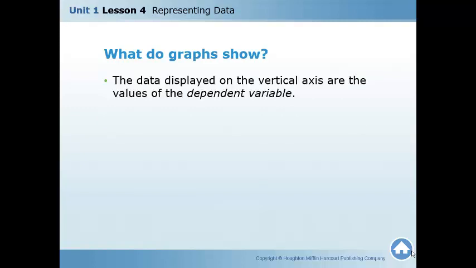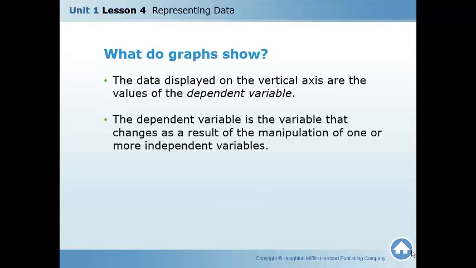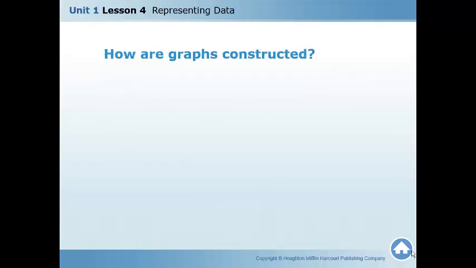The data displayed on the vertical axis are the values of the dependent variable. So up and down the vertical axis, you know it as the y-axis, is the dependent variable, so what you're measuring. The dependent variable is the variable that changes as a result of the manipulation of one or more independent variables. So what you're measuring, the thing that you're looking to see change.